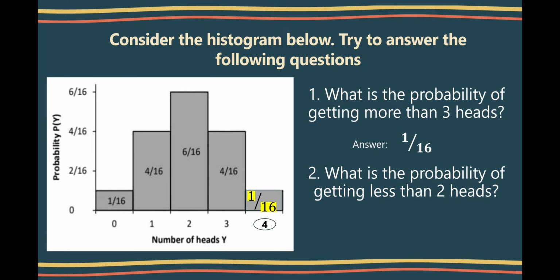For the second question, what is the probability of getting less than 2 heads? Less than 2 heads is getting 1 head, which is 4 over 16, and less than 2 heads is also 0, and that is 1 over 16. So therefore, that is getting 1 or 0. And the probability is 1 over 16 plus the probability of getting 1, that is 4 over 16, which is equal to 5 over 16. So the probability of getting less than 2 heads is 5 over 16.